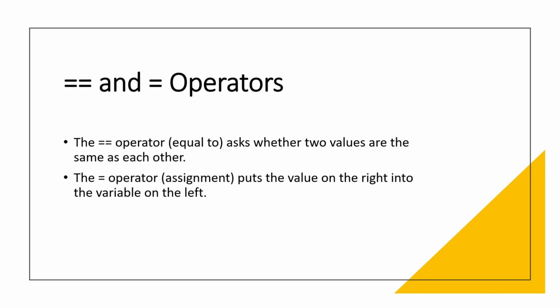And once again, I want to remind everybody that the double equal symbol is checking if they are the same as each other. This is used for comparison. And the single equal is assignment. This is what we use when we assign a value to something else.